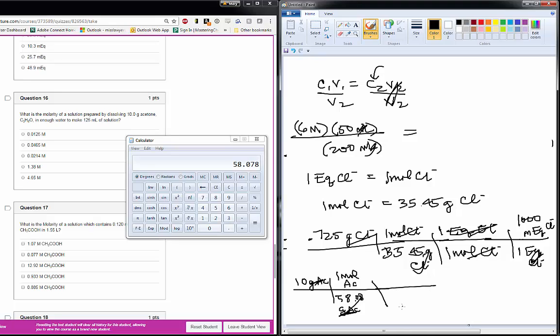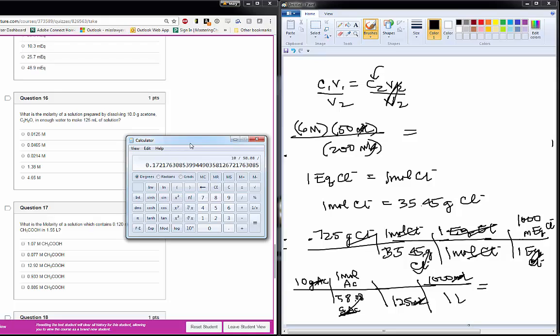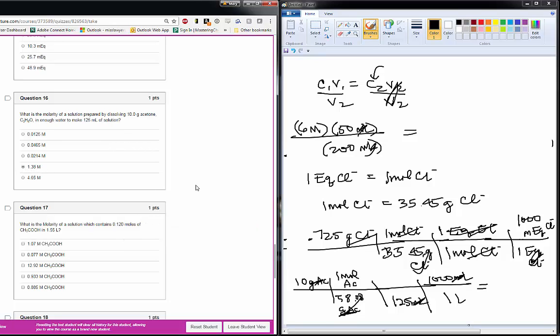Next, I've got 125 milliliters. Volume goes on the bottom. And I've got 1,000 milliliters in 1 liter. So now I have set this up so I have moles on top, liters on the bottom. Moles per liter is molarity, so I can plug this in. 10 divided by 58.08 divided by 125, multiply that by 1,000, and I get 1.38 molar solution.